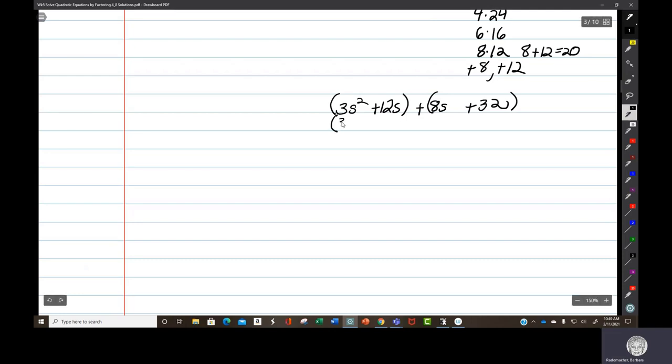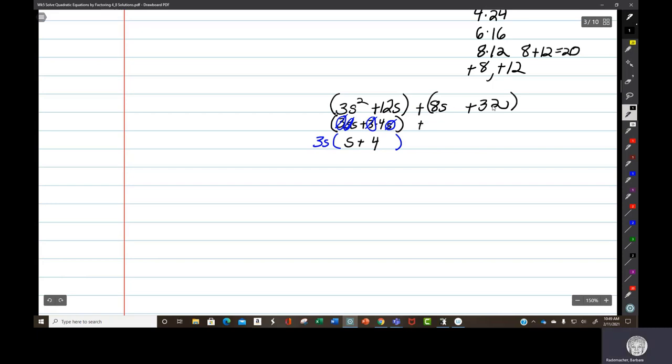Now, this is 3 times s times s plus 3 times 4 times s. So each of these terms has a 3 and an s. So 3s. Once I've done that, I can mark them out. You don't have to. It's just something I learned to do over time. It's easier for me anyway to see what the leftovers are. There's an s left over in this term and a plus 4 left over here.